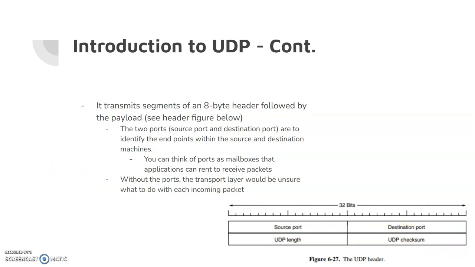The two ports that I just mentioned, the source port and the destination port, are there to identify the endpoints within the source and destination machines. A way that you can think about this is that ports are mailboxes that applications can rent to receive packets. They're important because without the ports, the transport layer would be unsure what to do with each incoming packet. So these two ports are very important, and without them, the transport layer would not know what to do, and it would just not work. It would be unsure what to do with each incoming packet.